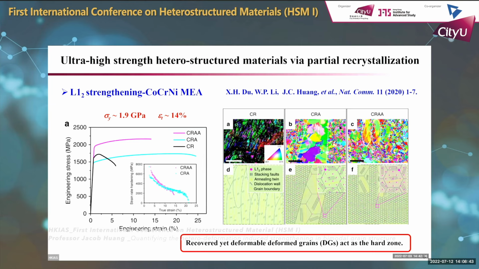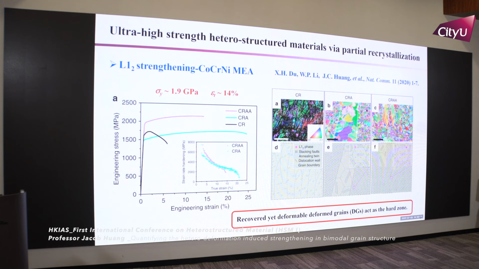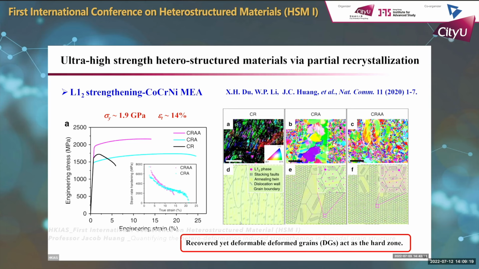But in this talk, we will only concentrate on the HDI strengthening. We will not mention any toughening mechanism. So in this work, the key point is that the deformed fine grains can act as the hard zone among the surrounding soft and coarser grains, forming a hard and soft two-zone heterogeneous microstructure, as shown in this EBSD or TEM micrograph.